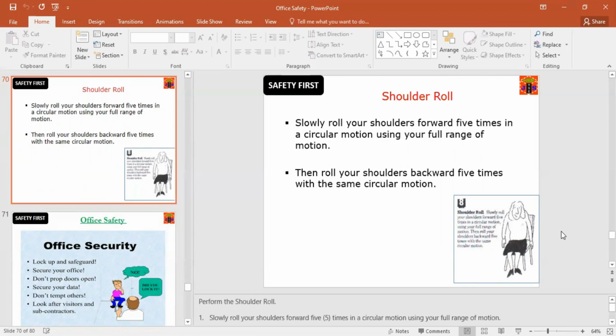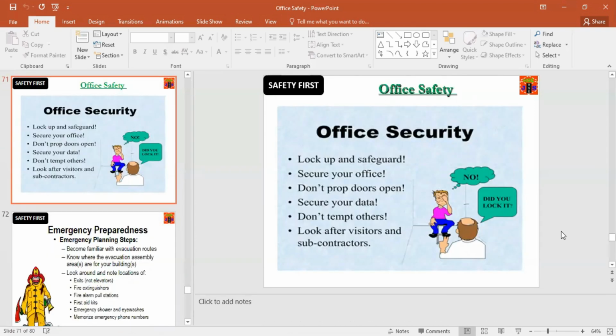Then roll your shoulders backward 5 times with the same circular motion. We discuss many things, but office security is still remaining. Lock up and safeguard. Secure your office.